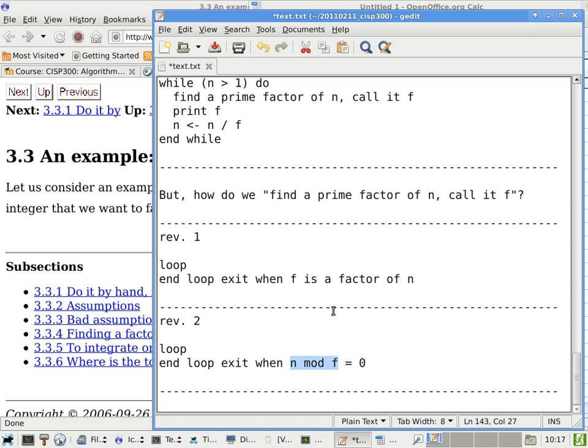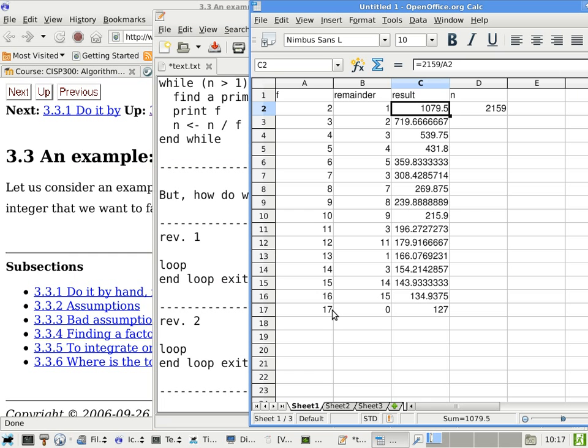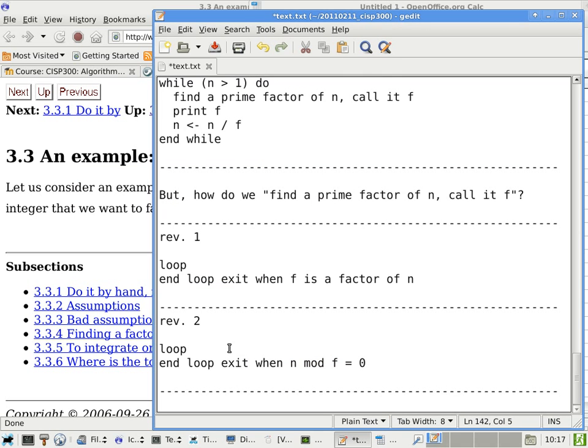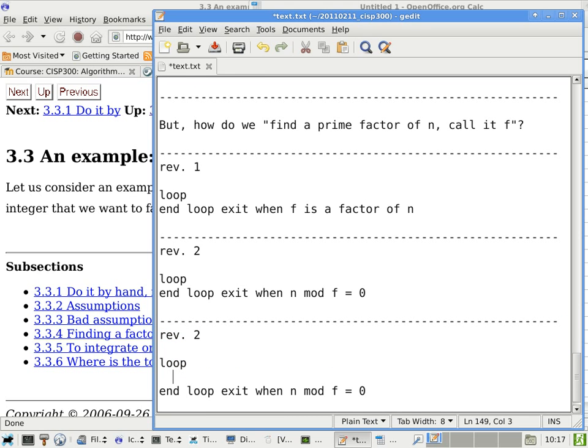So in the loop itself, which variable should be changed? I cannot change n, but I can change f. But how am I changing f for each iteration? You look at this spreadsheet here. This is f in the first iteration, second iteration, third iteration. I'm just adding 1 to it. So I can go back here and in the next revision, revision 3, I just have to say that for each iteration, f gets f plus 1.